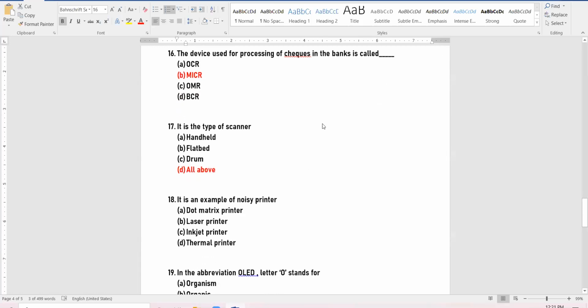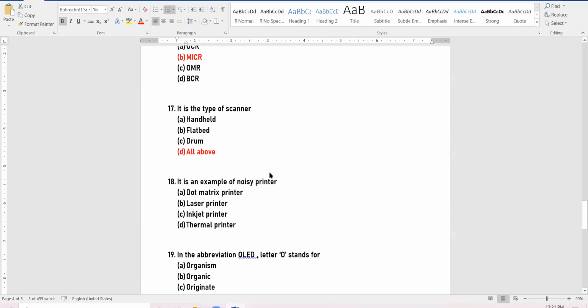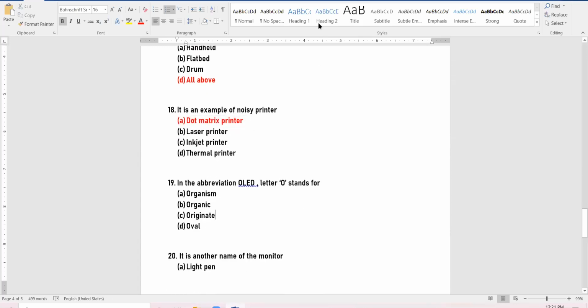It is an example of noisy printer. Dot matrix, laser printer, inkjet printer, thermal printer. Yes, Ishani, unmute yourself. Sir, A option, dot matrix printer. Very correct. Dot matrix printer is the correct option. Very good, Ishani. Good response.